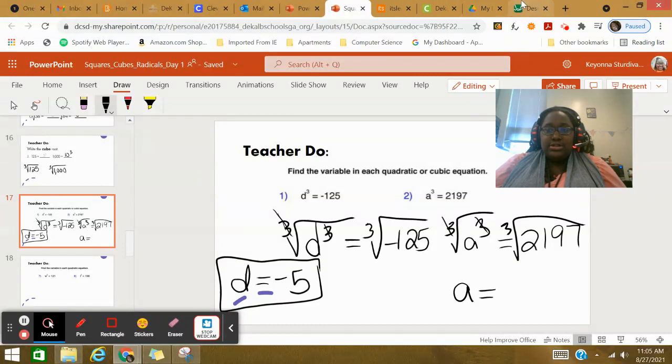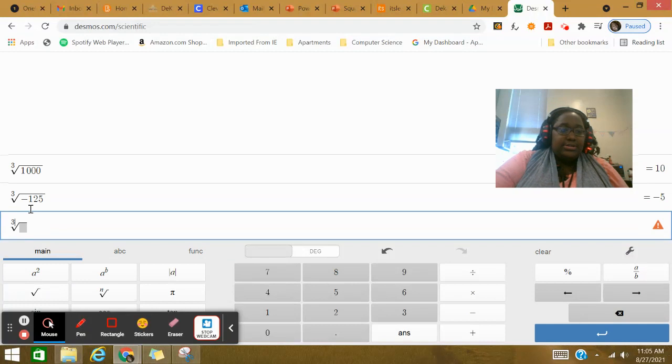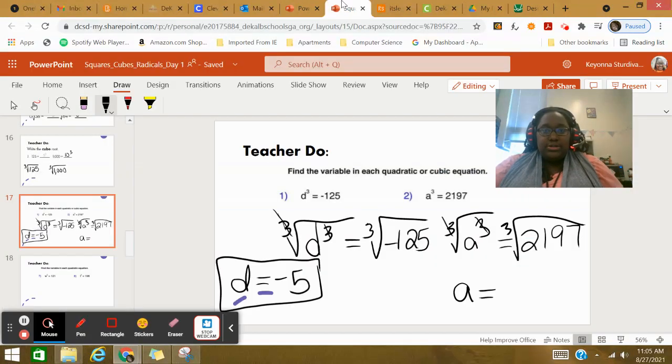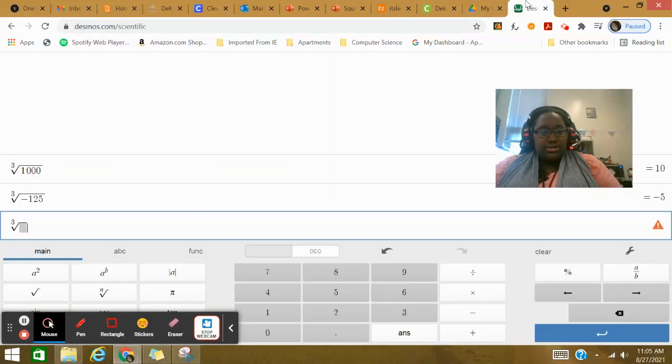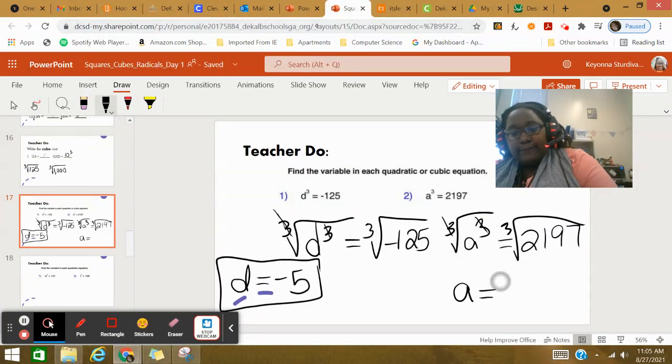So 2,197. I'm going to hit the blue button to get a new line. I'm going to hit the nth root. I'm going to type in 3 to indicate that's my cube root. Then let me double check my number, 2,197. So my answer on this one is 13. So a is equal to 13.